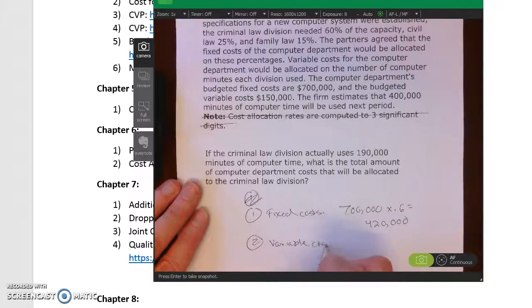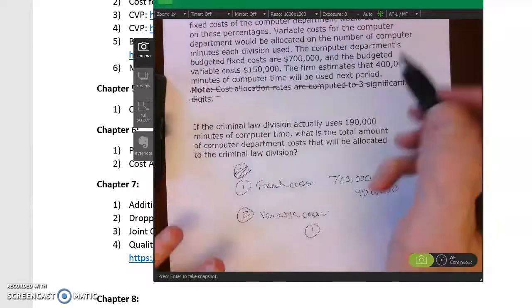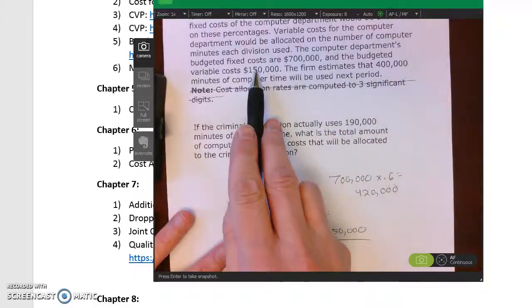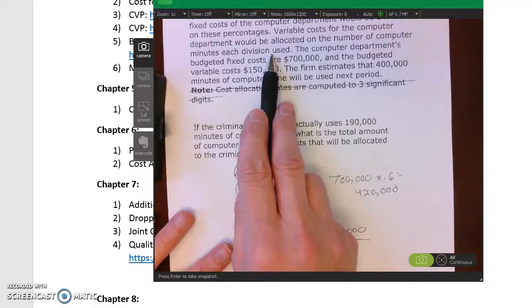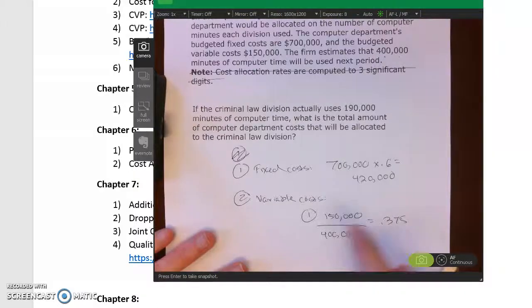The second step is to do my variable costs. I have to allocate out the variable costs of the IT department. And to do that, I first calculate the rate. Remember, the way to calculate the rate is estimated overhead divided by estimated allocation base. That gives you the rate. Then the rate times the amount of allocation base actually used is how much cost is allocated. So in this case, we have our budgeted variable costs of 150,000, and that is allocated based upon the number of computer minutes each division uses. The firm thinks that they're going to have 400,000 computer minutes. So the IT department will allocate 37.5 cents per computer minute. Okay, 37.5 cents per computer minute.